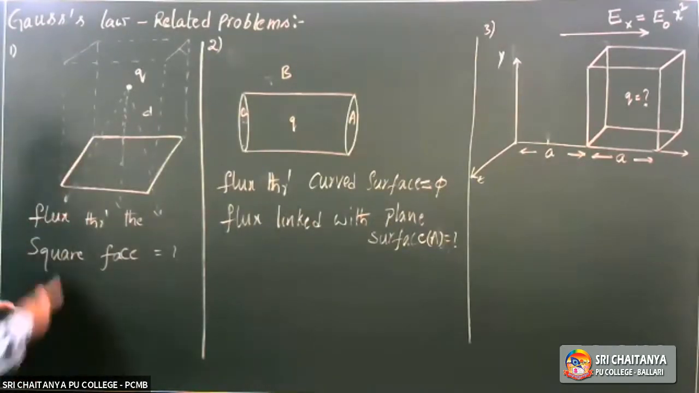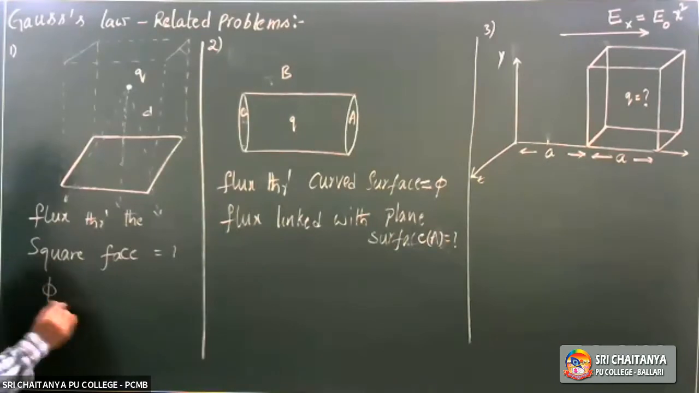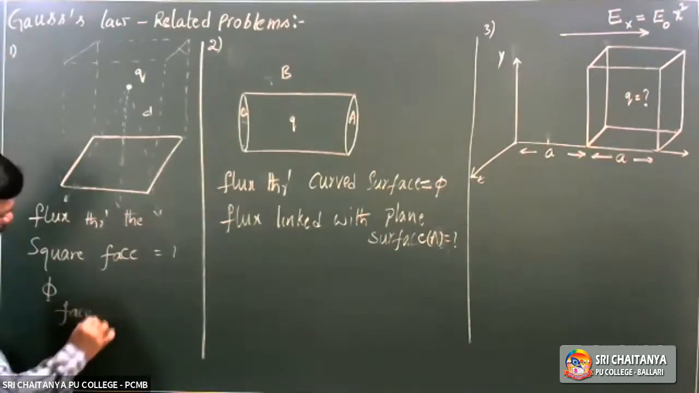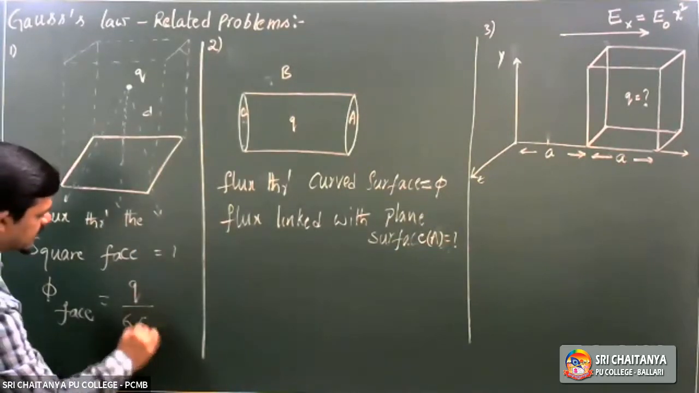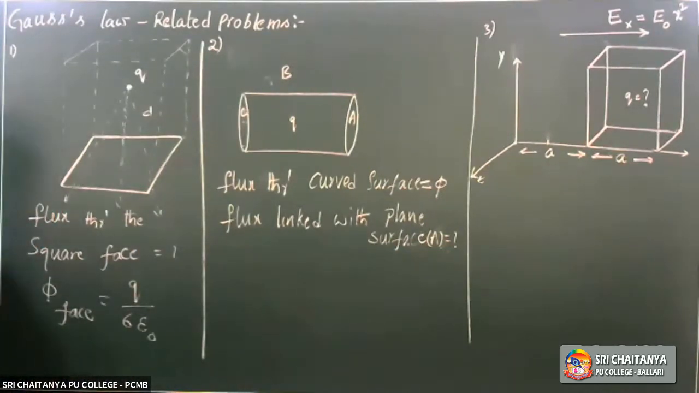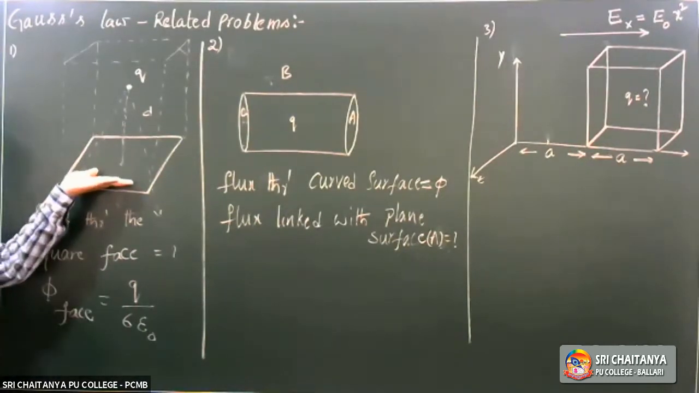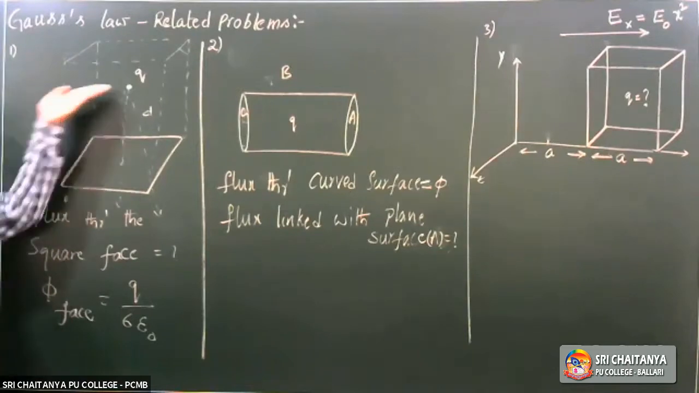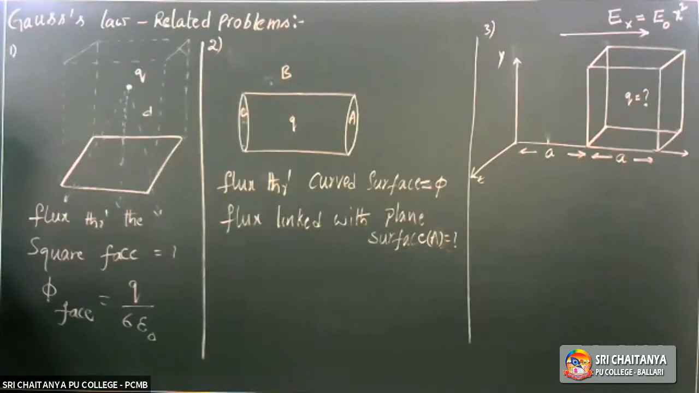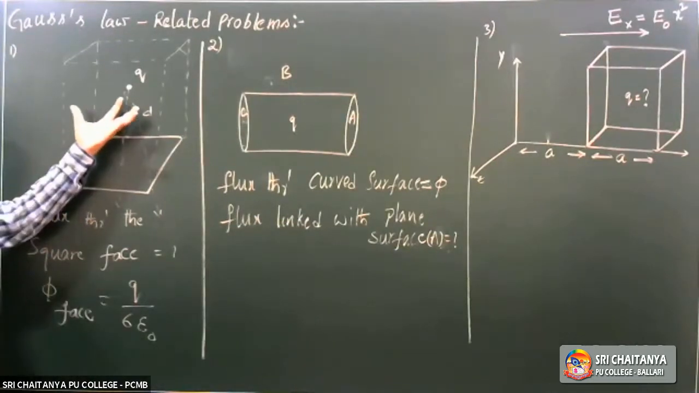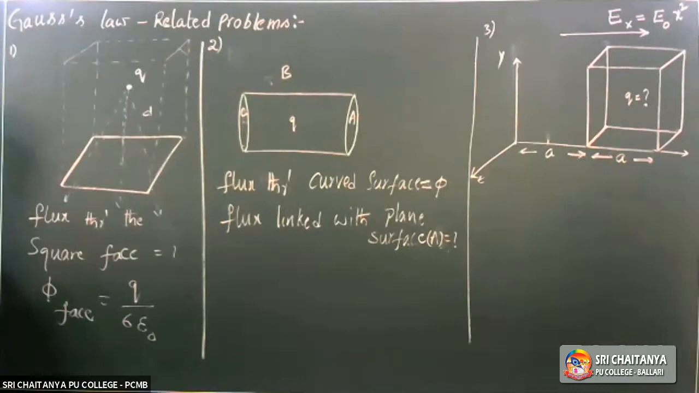Through one face, phi through one face of the cube is q by 6 epsilon naught. Directly you can write it. What is the hint? The square face is one of the 6 faces of a cube. Through the total cube, flux is q by epsilon naught; through one face, q by 6 epsilon naught. Directly you can answer.